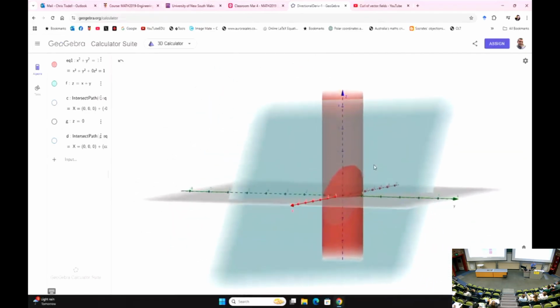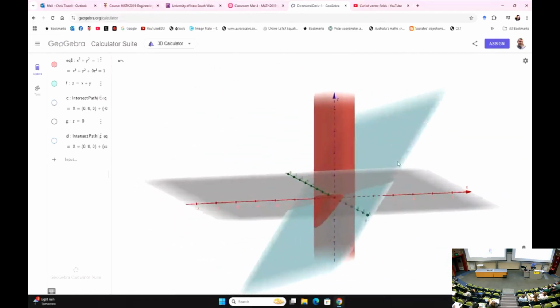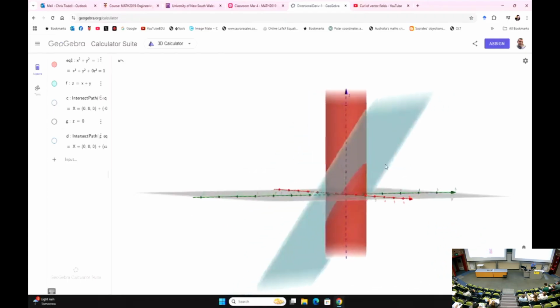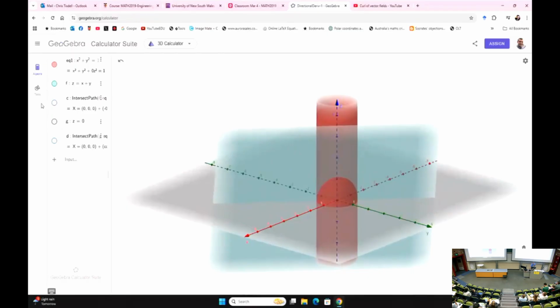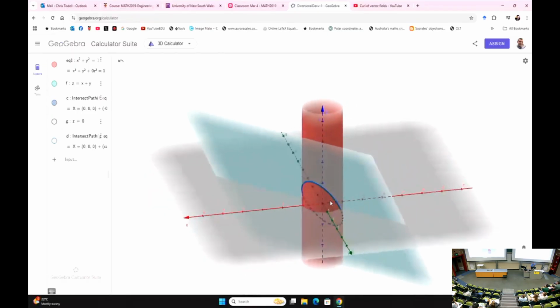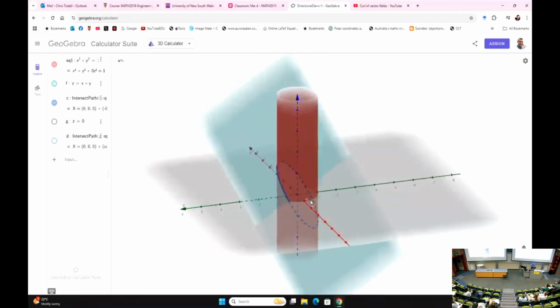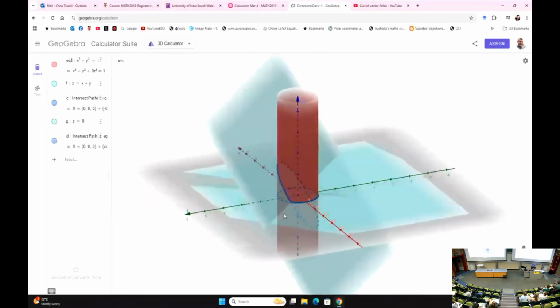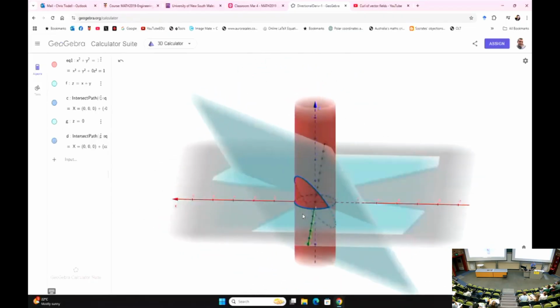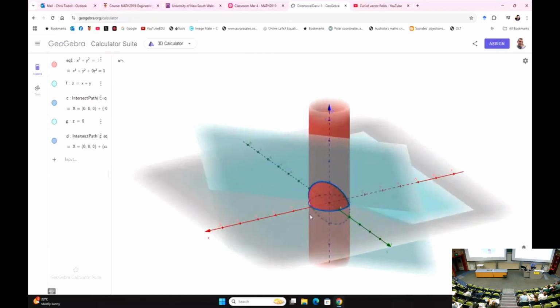All right. Now, if I look very closely, there's a line or a curve of intersection. Yeah? So let's do that. There it is. Okay? And what's happening in the xy plane?